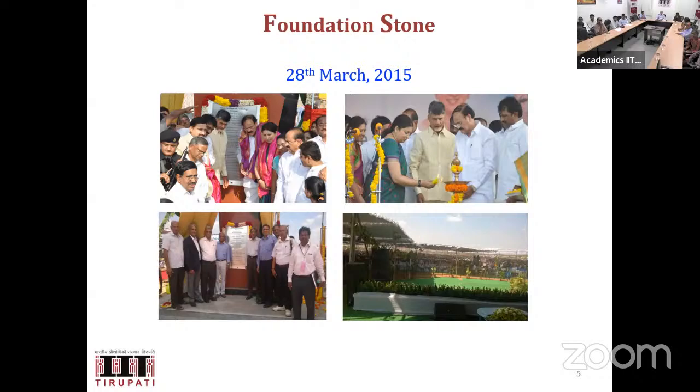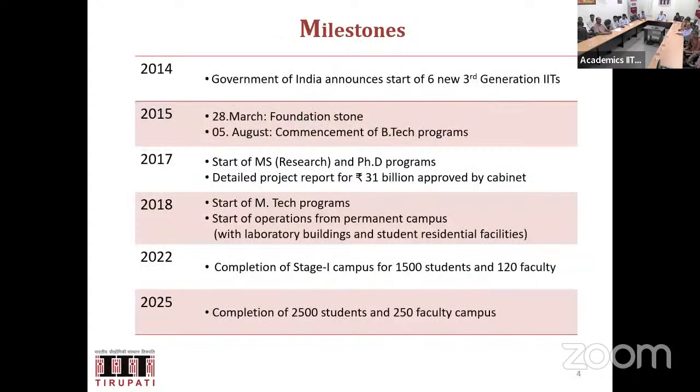There were more than 20,000 people in attendance, with 3 union ministers and almost the whole state cabinet present, in addition to a number of other dignitaries. We started off with 4 branches.